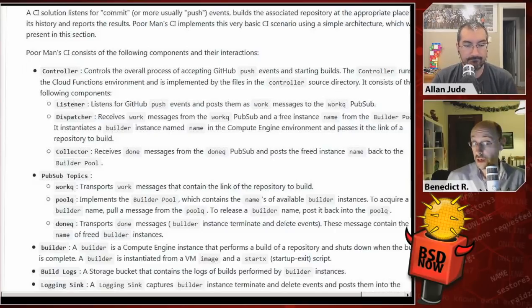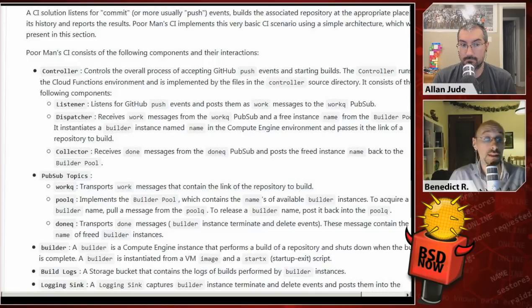So they talk a bit about the architecture. A CI solution listens for commits, or more usually push events, builds the associated repository at the appropriate place in its history, and reports the result. Did it work? Did it break? What came up? Poorman's CI implements the very basic CI scenario using a simple architecture, which we present in this section. That consists of the following components and their interactions. So there's the controller, which controls the overall process of accepting GitHub push events and starting builds.